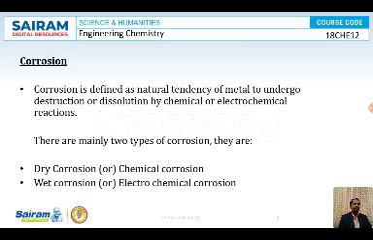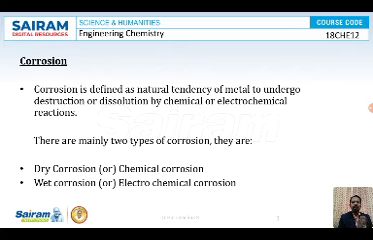So corrosion is defined as the natural tendency of metals to undergo self-destruction or dissolution by chemical or electrochemical reaction. So any metal, without any chemicals involved, has a natural tendency to undergo self-destruction or dissolution. Such a property of a metal is called corrosion.